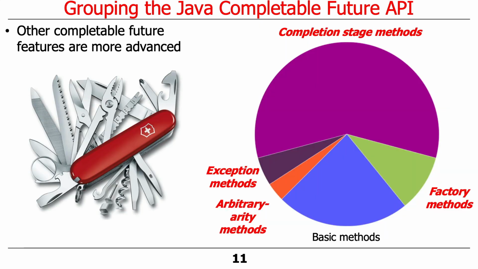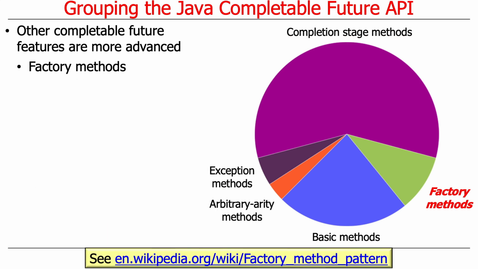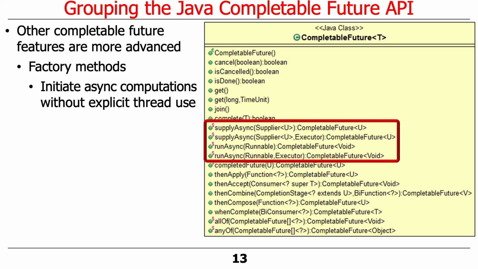All the other methods are much more interesting and much more advanced, and of course, not surprisingly, more complicated to understand and to program. Let's start with the first set, which are the factory methods. And as you might expect, factory methods make things. So the factory methods are going to do the initiation of asynchronous computations without requiring you to create the threads yourself. You can let those threads be done behind the scenes using the framework. And we'll actually look at how that works later.